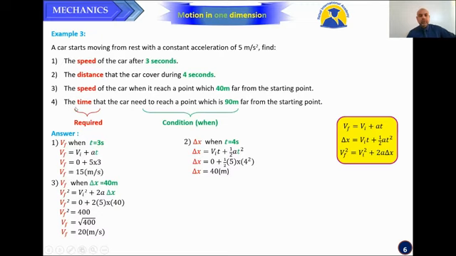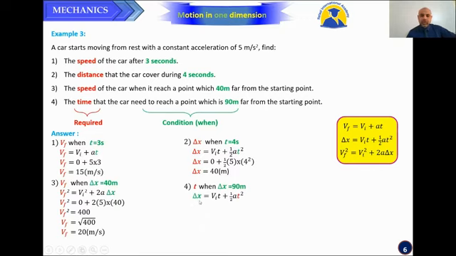For the fourth part, the time that the car needs to reach a point which is 90 meters far from the starting point. So we need to find the time when the distance is 90 meters. We need a formula that has t and delta x. This one has t, no delta x. This one has delta x with t, so we use the second formula.